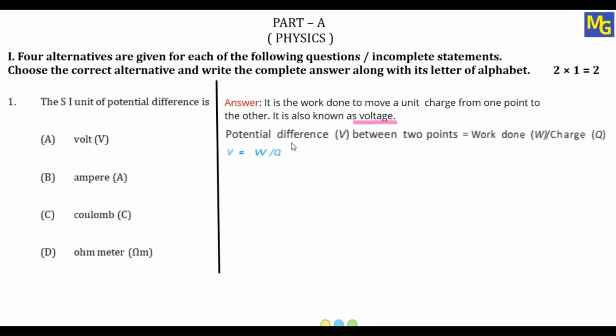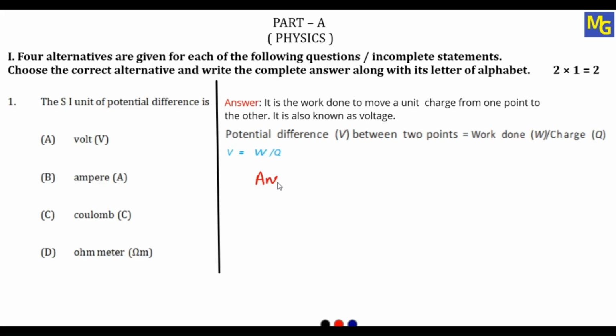Voltage. So here the potential difference between the 2 points is work done divided by charge, that is W divided by Q. W is nothing but the work done and charge is nothing but Q. And that's why the formula of this potential difference is V equals W by Q. So the correct option for this question is option A, that is volt. So we will write the answer.